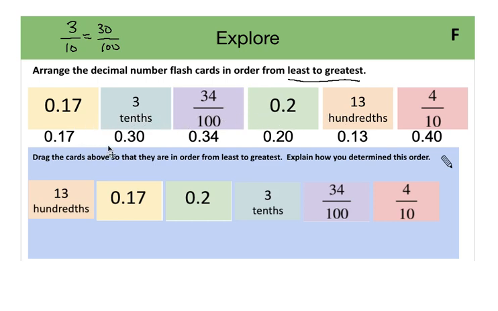I chose to write them in hundredths because some numbers are in tenths, but not all of them are in tenths. So I can't write 17 hundredths in tenths. That's why I chose to put them in the lowest unit, which would be hundredths. All right, let's take what we learned from this slide and go ahead to the next slide.